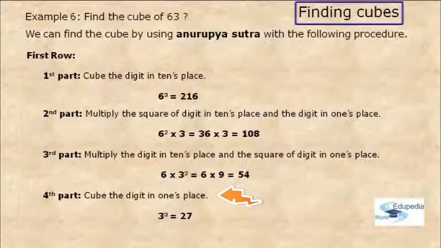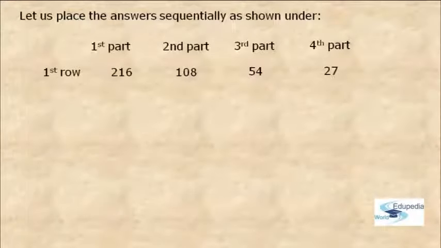After getting the answers of the first, second, third and fourth part of the first row, what we have to do here is write these answers sequentially in the following way. So here the first part answer that we have got is 216, the second part answer is 108, the third part answer is 54, and the fourth part is 27.